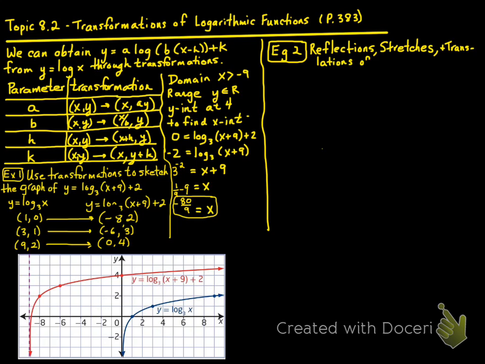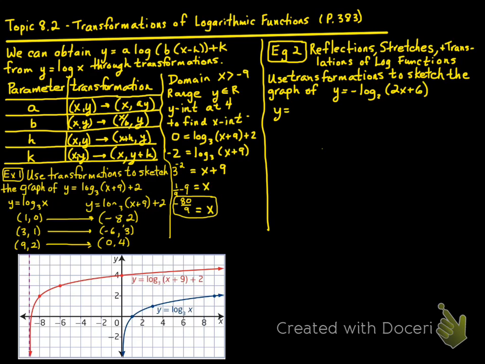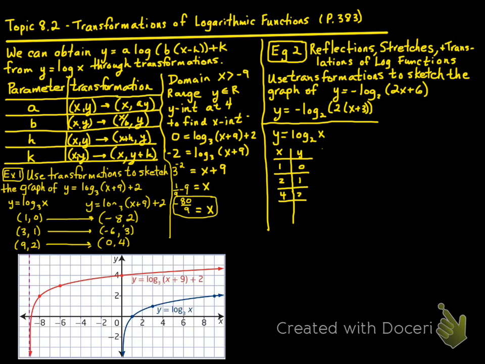In example 2, reflections, stretches, and transformations of log functions, we're going to use transformations to sketch the graph of y equals the negative log base 3 of 2x plus 6. Well, we're going to start out with y equals the log base 2 of x. Notice that we factored out the 2 from 2x plus 6 to get 2 times (x plus 3).